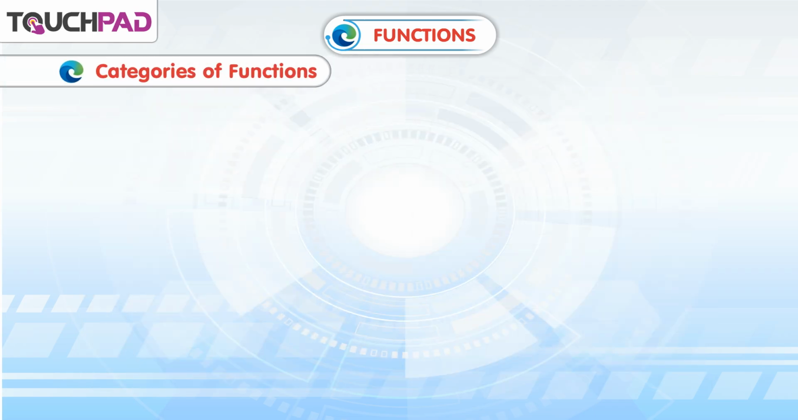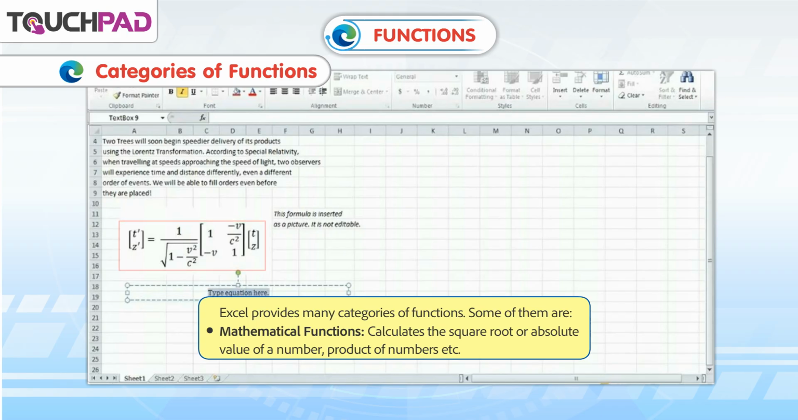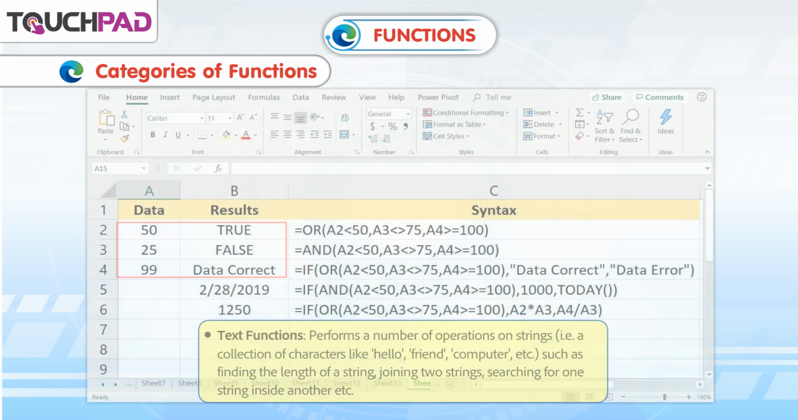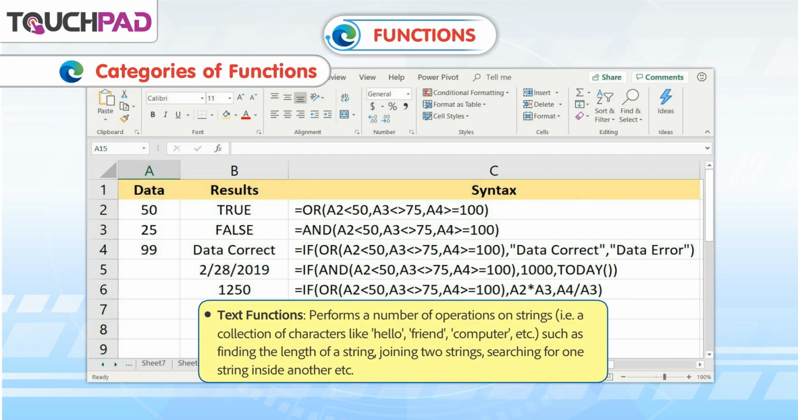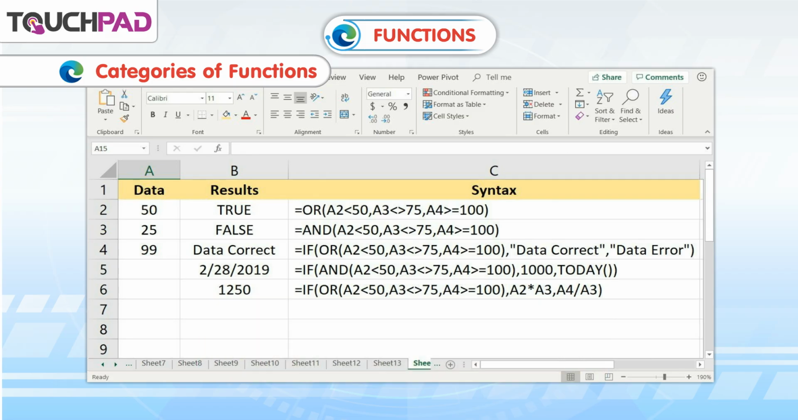Categories of functions. Excel provides many categories of functions. Some of them are mathematical functions. Calculates the square root or absolute value of a number, product of numbers, etc. Text functions. Performs a number of operations on strings, that is, a collection of characters like hello, friend, computer, etc., such as finding the length of a string, joining two strings, searching for one string inside another, etc.